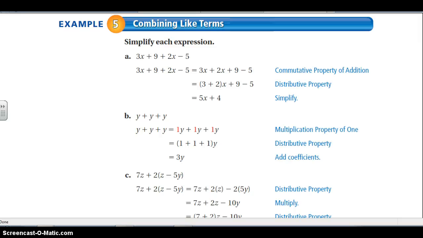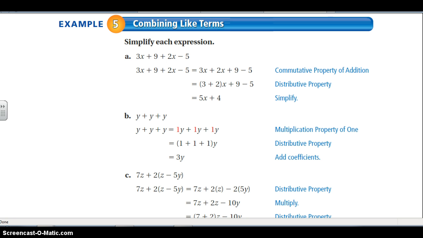Then they went to the distributive property of 3 plus 2 times x, because both of them are x's, so you can multiply 3 and 2 against them, plus 9 minus 5. And then to simplify it, you've got 5x. They added the numbers in parentheses and did the x right next to it, because that's multiply, plus the answer from 9 minus 5, which is 4.